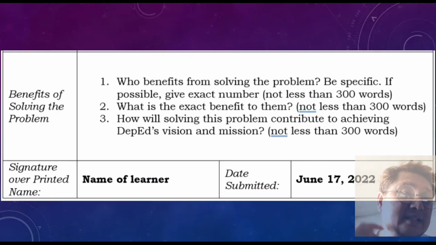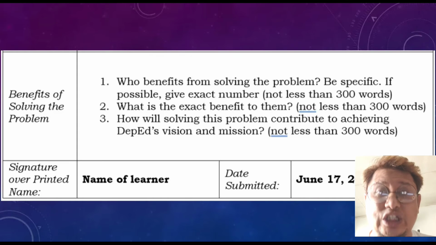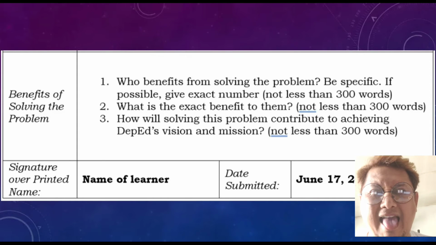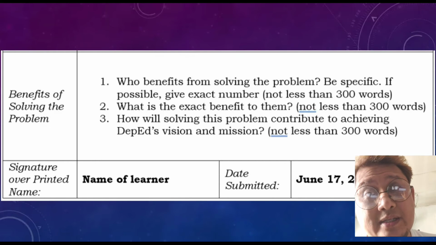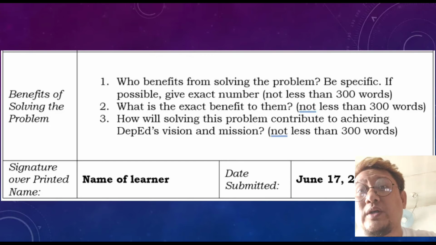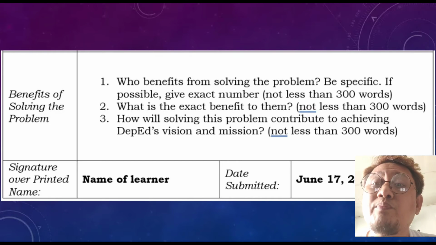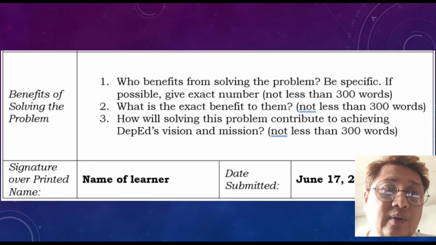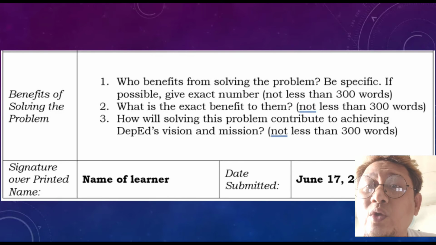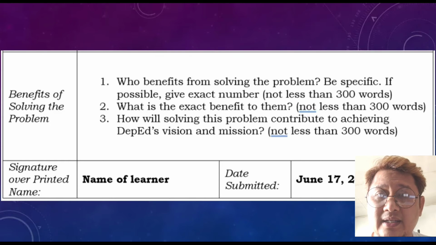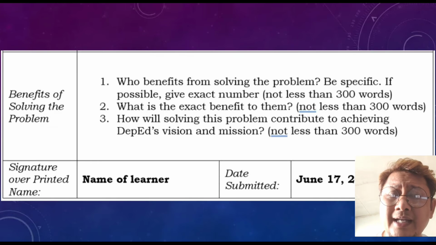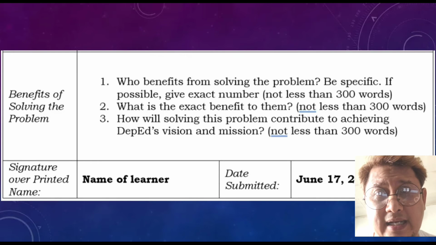Ang dali, no? This is 300 words each. Each. Okay? So, sasagutin mo lang yung mga questions na yun. Sinong nakikinabang pag nalutasan mo itong problemang naisip mo, nasulat mo kanina? Okay? Anong pakinabang? Sino? Ano? Okay? At paano ito makakatulong sa mission, vision ng BPM? At lagay mo ulit yung pangalan mo and tapos na. Okay? Ganun lang siya. Kaya lang yung word requirement at sinasagot lahat.